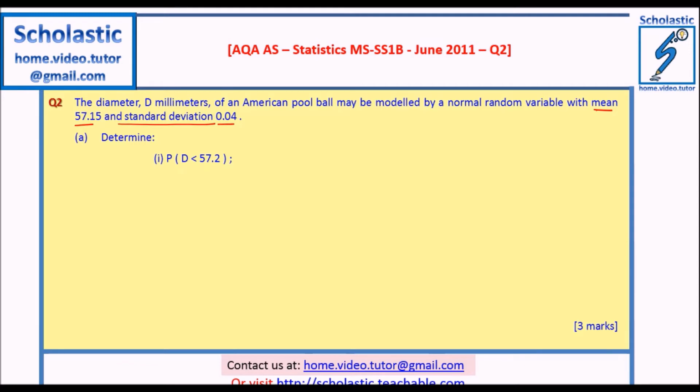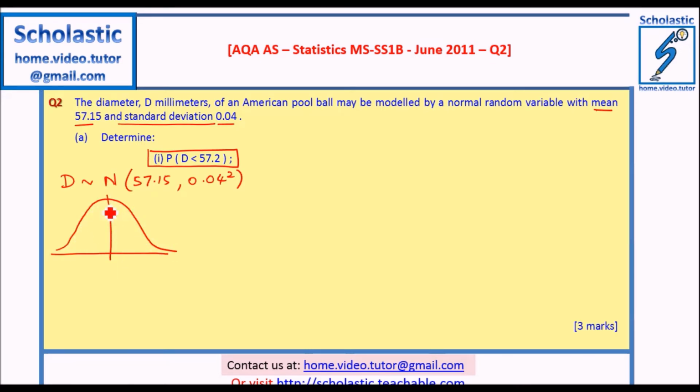As usual, we can represent the diameter as a normal distribution with mean 57.15 and variance the square of the standard deviation, 0.04 squared. So what we need to find out is the probability that the diameter is less than 57.2. Normally we can see it in picture form.